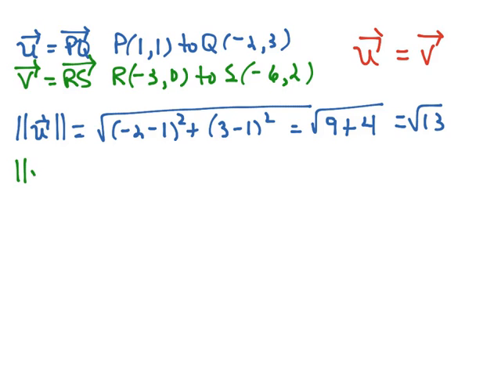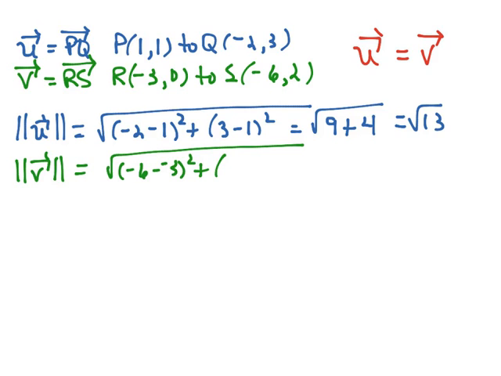Now let's find the magnitude of vector v. We're going to do a similar thing. x2 this time is negative 6 minus negative 3 squared, plus y2 is 2 minus y1 is 0 squared. Negative 6 minus the negative 3 is negative 6 plus 3, which is negative 3 squared, which again is 9. And 2 minus 0 is 2 squared is 4. And so we get the magnitude of vector v is also the square root of 13. So these two vectors do have the same length, they have the same magnitude.